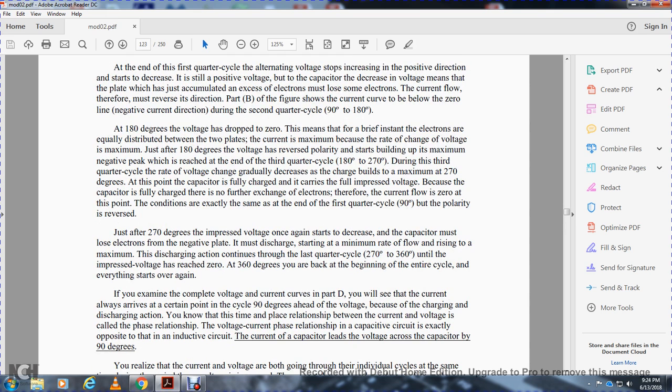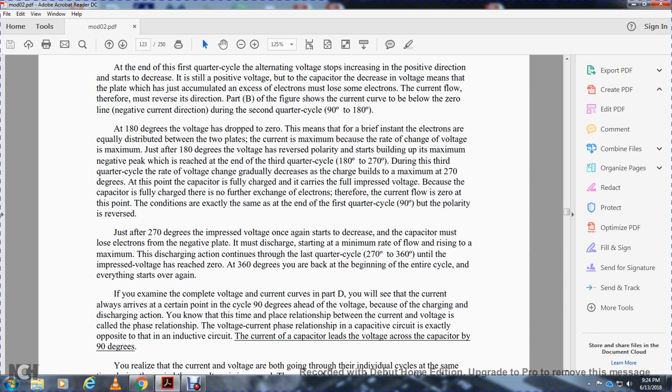At 180 degrees, the voltage drops to zero. This means that, for a brief instant, the electrons are equally distributed between the two plates. The current is maximum because the rate of change of the voltage is maximum just after 180 degrees. The reverse polarity starts to build up. The maximum negative peak is reached at the end of the third quarter cycle, 180 to 270 degrees. During the third quarter cycle, the voltage change gradually decreases, and so does the charging rate, until the maximum at 270 degrees.